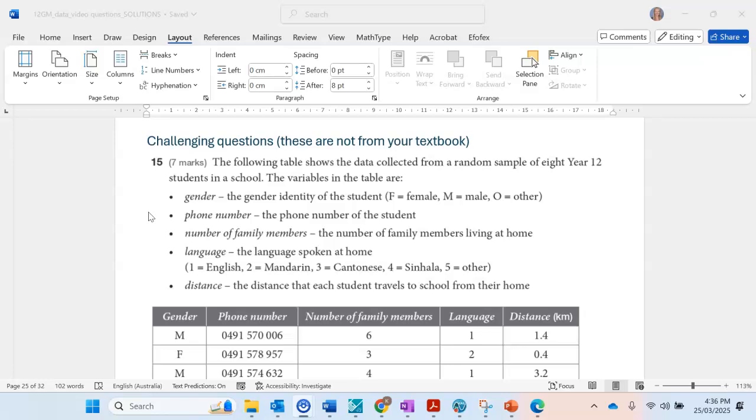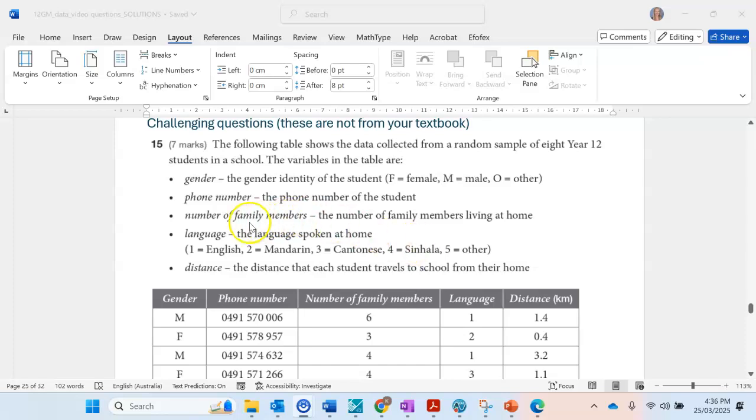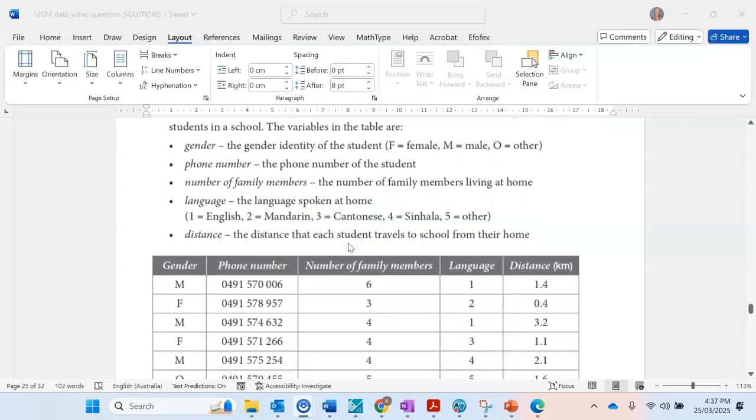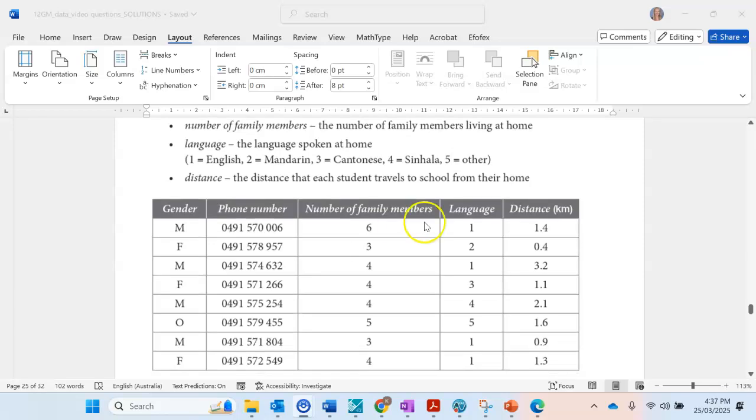All right, so the following table shows the data collected from a random sample of 8 Year 12 students in a school. So we've got all these variables. Now it's extremely important that we know how they're defined. So gender is female, male, or other. Phone number is the phone number of the student. Number of family members living at home, the language spoken. So we've got English, Mandarin, but they've been allocated a number, and then the distance each student travels to school from their home. And distance is measured in kilometers, which is important.